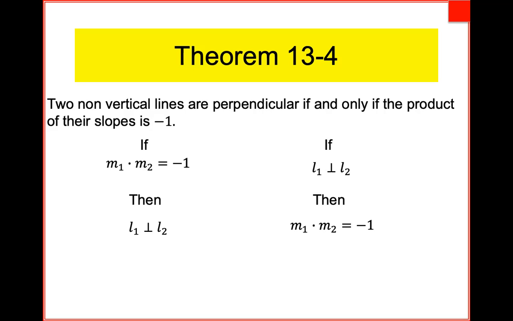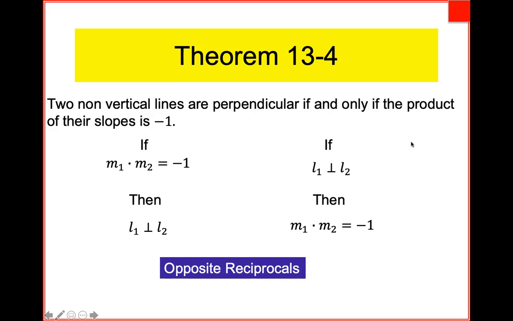If it's negative, it becomes positive. If it's positive, it becomes negative. That's the opposite part. The reciprocal is, you take the original fraction and you flip it. If it's not a fraction to begin with, you put it over 1 and then you flip it. Okay, we all right? Yes. All right. Opposite reciprocals is what you need to remember.